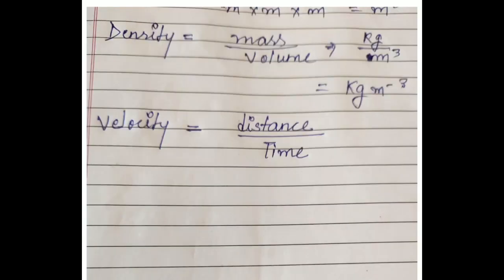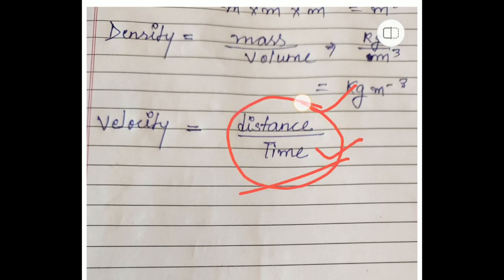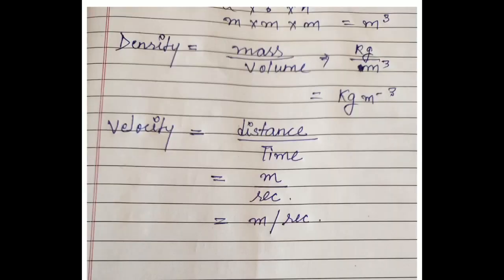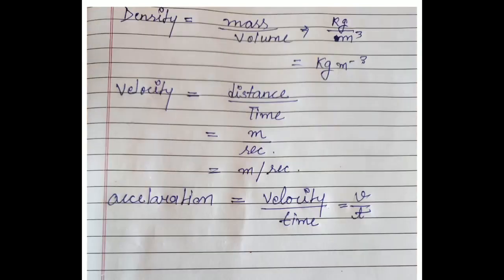Next is velocity. The formula of velocity is distance upon time. Distance is again a basic unit, that is in meter. Time is also a basic unit. So velocity is derived from the basic units. So it is also considered as a derived unit. Meter upon second, it means meter per second.